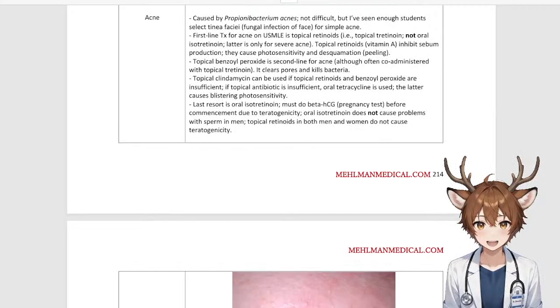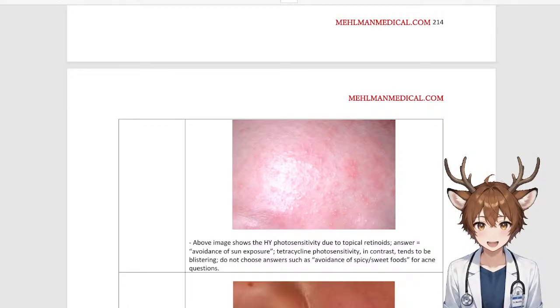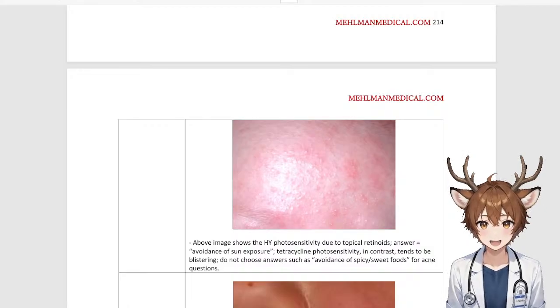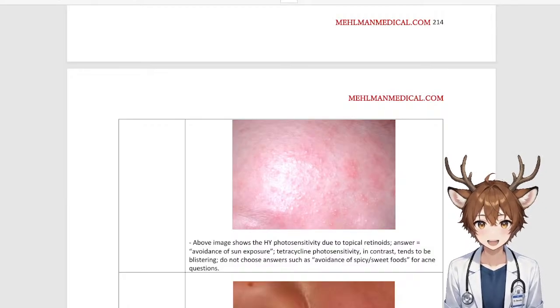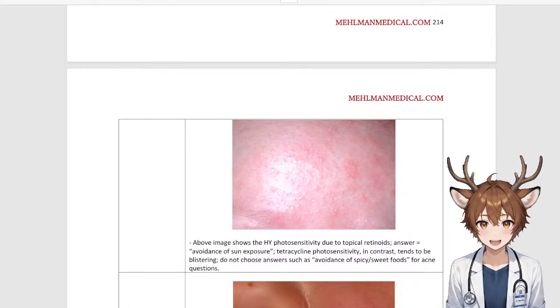Is this acne continued? I believe this is acne continued. Some more acne. Above image shows the high-yield photosensitivity, well, this is not acne, sorry, but this is part of the same section. It says here, above image shows the high-yield photosensitivity due to the topical retinoids. Answer should be avoidance of sun exposure.